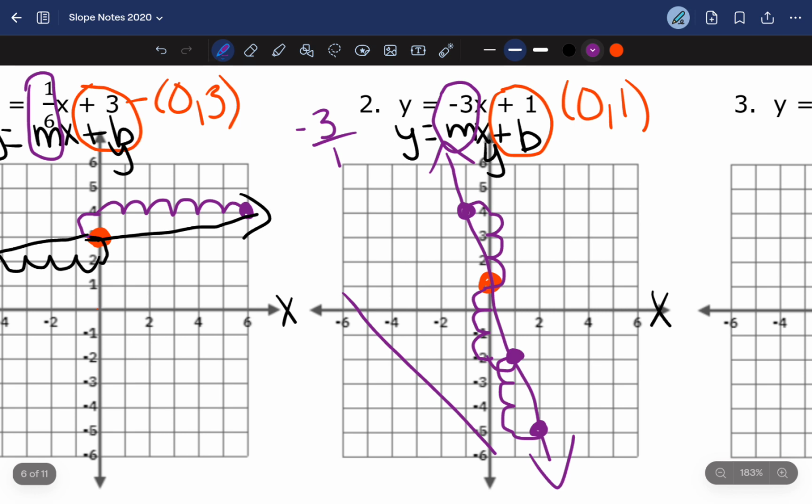All right, good job on plotting, or graphing a line, I should say, from an equation.